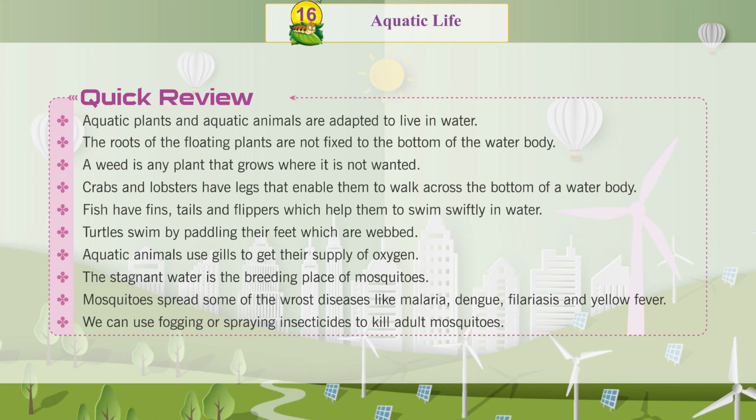Aquatic animals use gills to get their supply of oxygen. The stagnant water is the breeding place of mosquitoes. Mosquitoes spread some of the worst diseases like malaria, dengue, filariasis, and yellow fever. We can use fogging or spraying insecticides to kill adult mosquitoes.